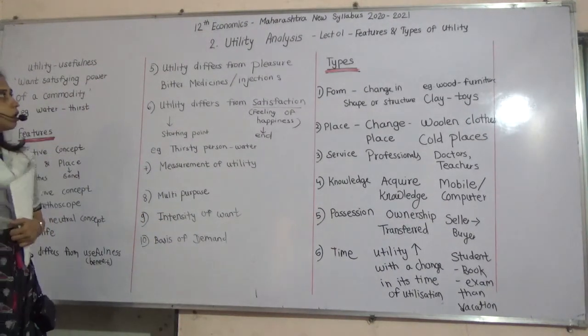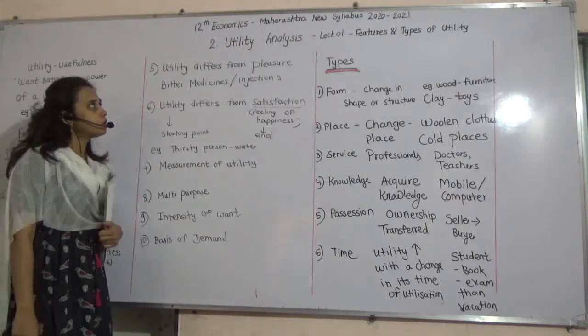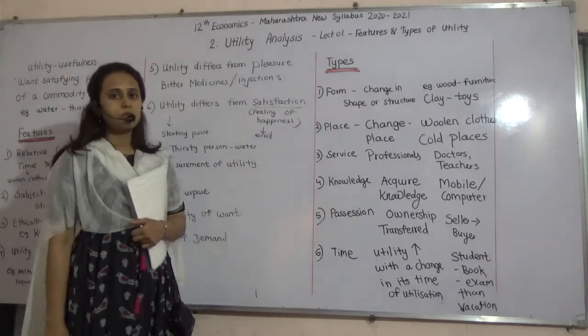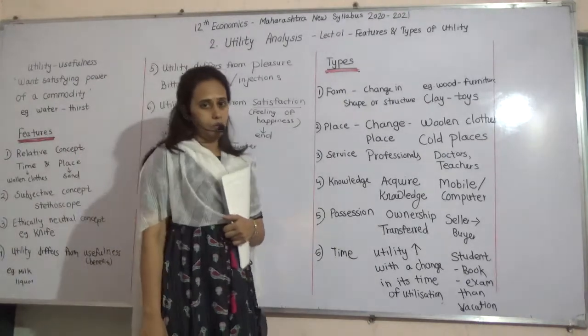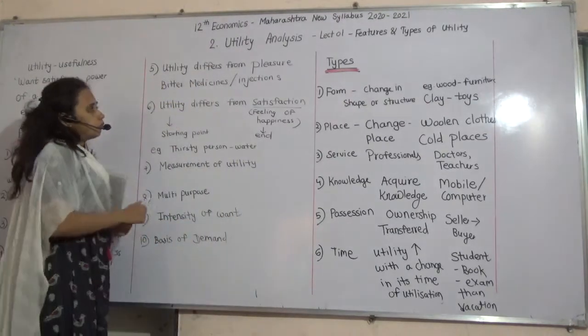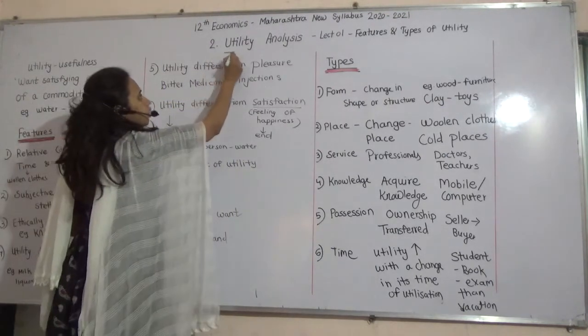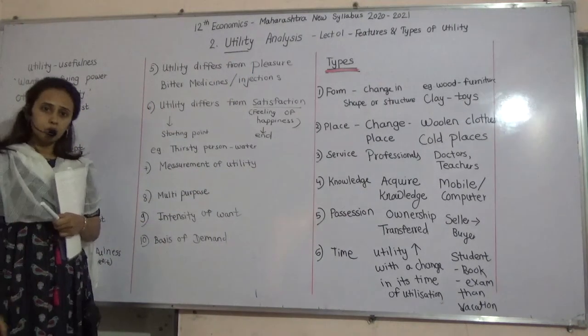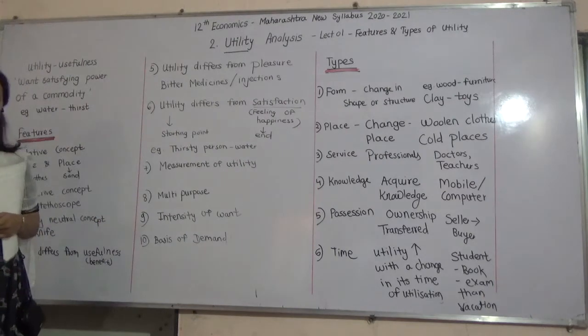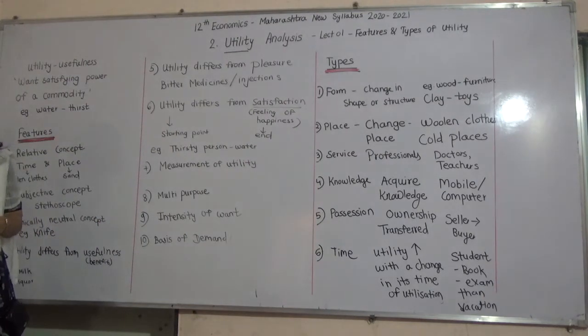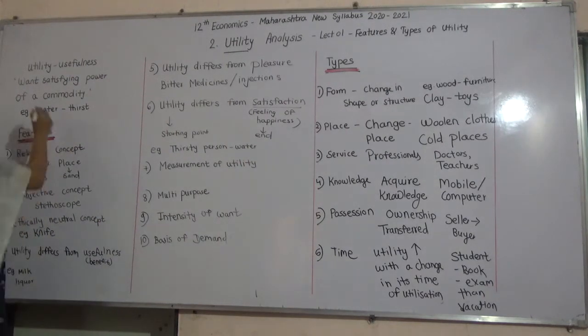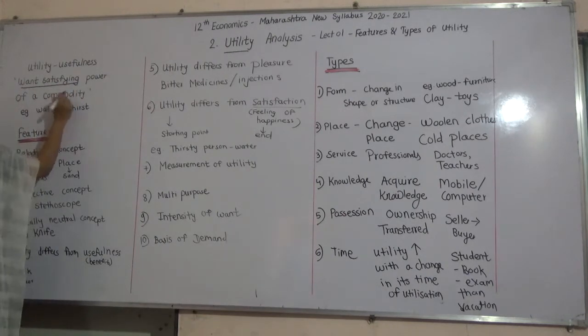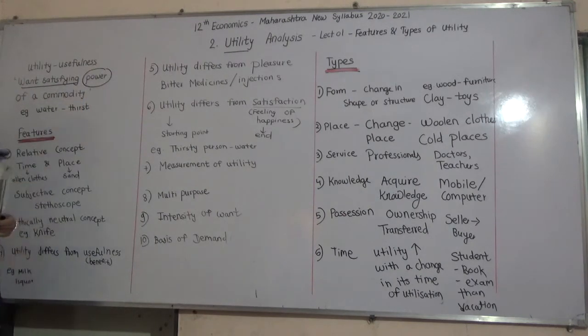Second topic. Economics, second topic is utility analysis. It's a part of microeconomics. Now understand the term, what is utility. In ordinary sense, utility means usefulness. But in economics, it means want satisfying power of a commodity.